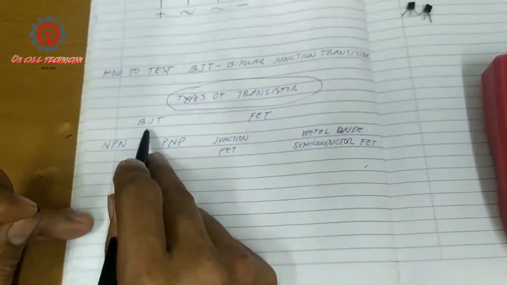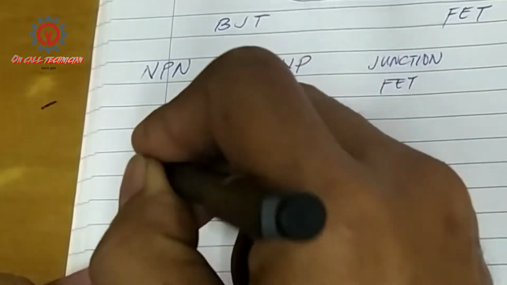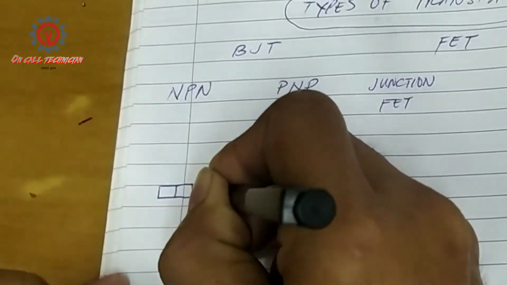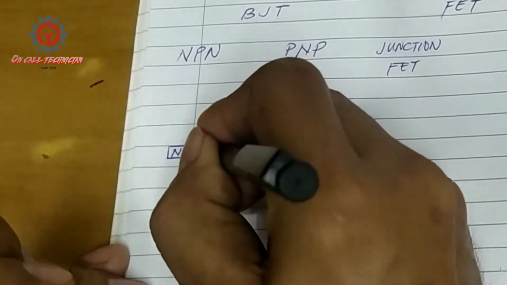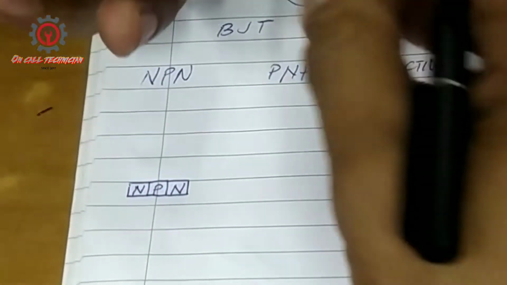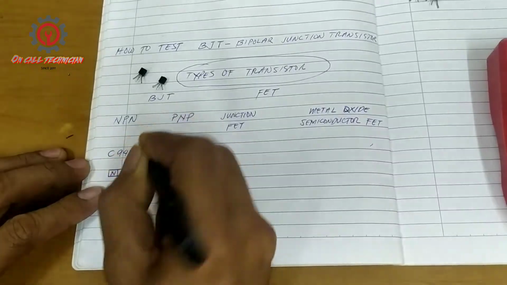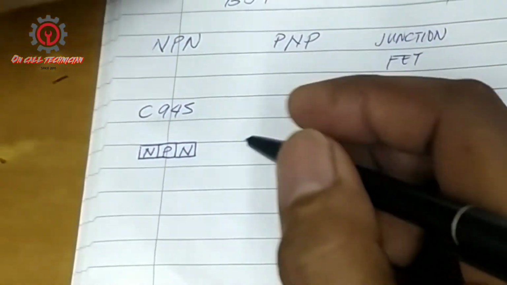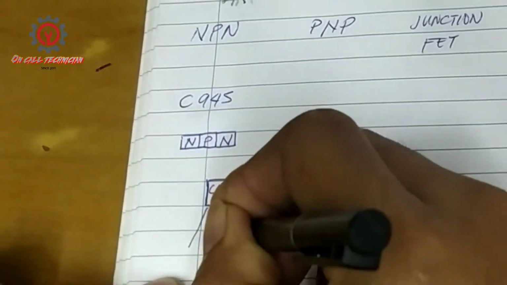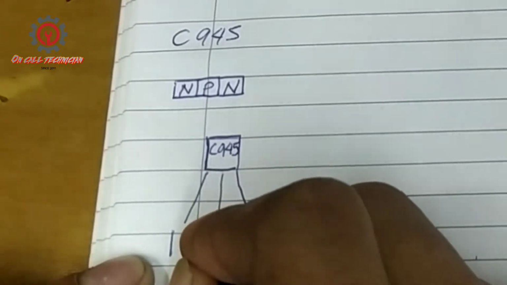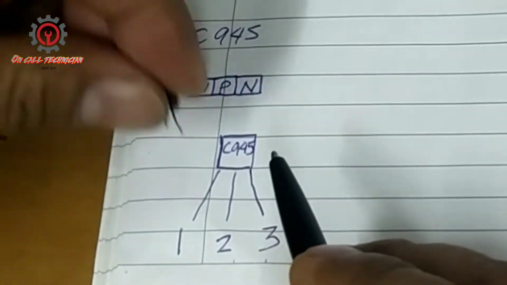Let's begin with BJT. Under the NPN, the construction is like this. This will be the N, and this will be the P, and this will be the N. And we have an example here. I have two C945 transistors. If we draw this one, guys, one, two, three. Here's the transistor.